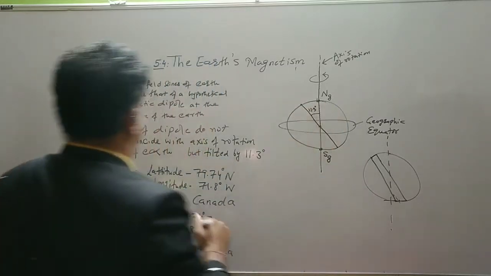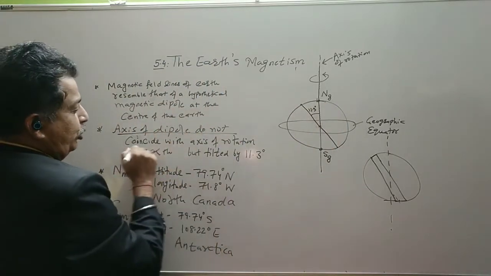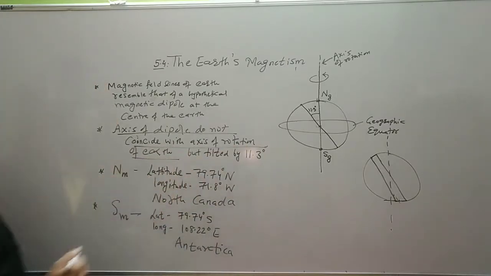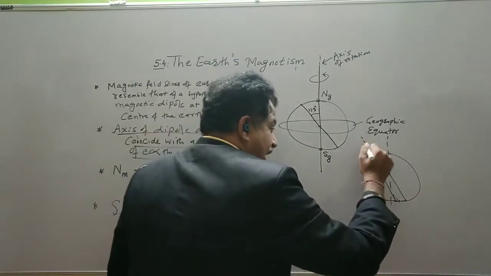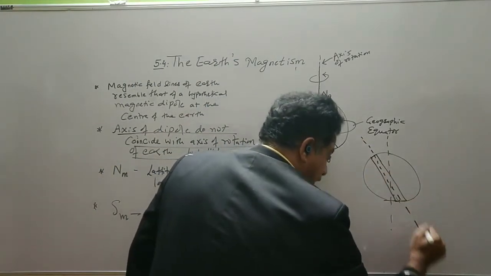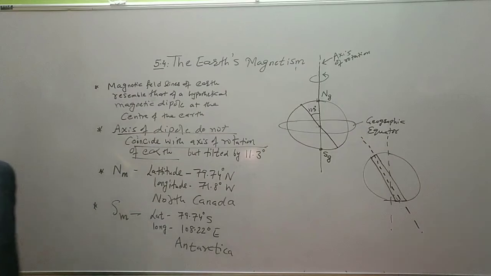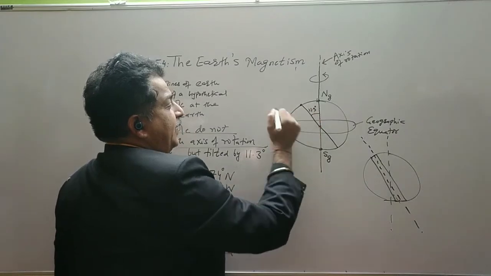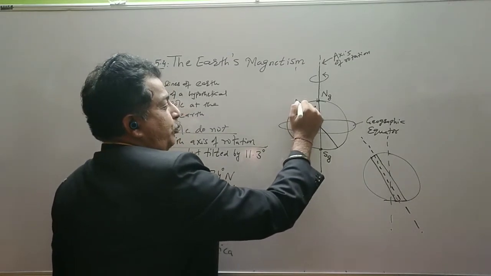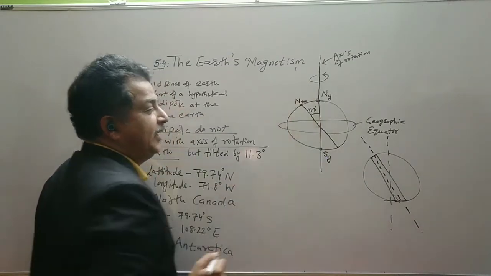So we assume that the axis of the dipole does not coincide with the axis of rotation of Earth, but is tilted by 11.3 degrees. So if we assume that inside the Earth there is a huge bar magnet, its axis is tilted by 11.3 degrees. This point has been referred to as the magnetic North Pole, denoted by NM.